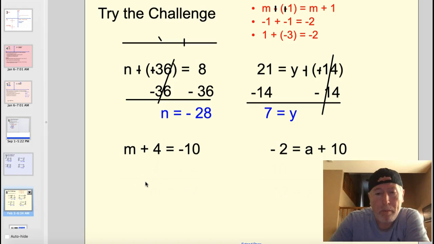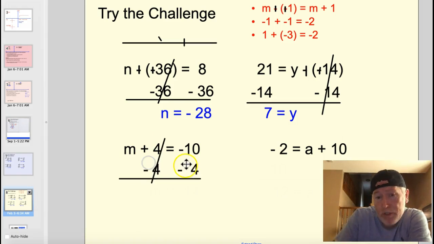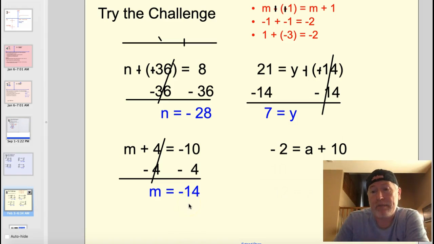What are you going to do? Well, this is a positive 4, so we're just going to subtract 4 from each side. But now you've got a negative 10 and a negative 4. Well, up here you told me that negative 1 plus a negative 1 was a negative 2. Therefore, this has to be a negative 14. We have negative 10. We've got a negative 4. When we combine those, we have a negative 14.